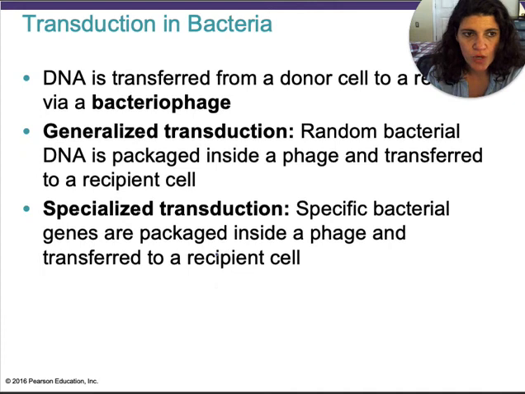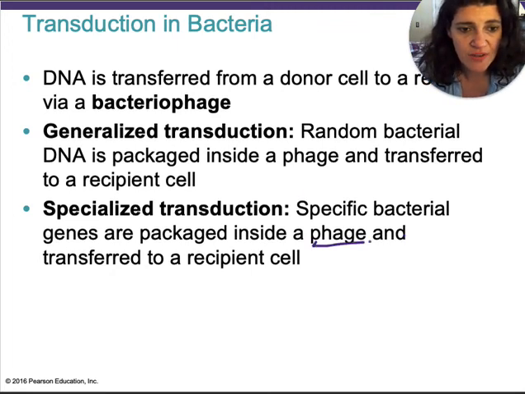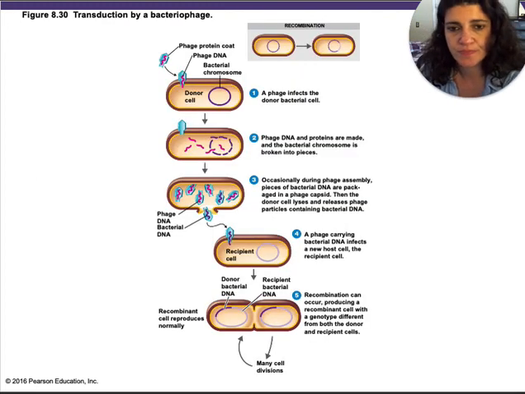Transduction. What is transduction? It's another way to transfer DNA horizontally from one bacterium to the other. It can be generalized, a random piece of DNA, or it can be specialized when there is a specific bacterial gene packed inside, oh, we have something new here, inside a phage. So what's a phage? Phage is a virus. What is this virus doing? This virus is going to inject its pink DNA into a donor cell. This is not a recipient cell yet. These pieces of viral DNA are going to incorporate into the bacterium.